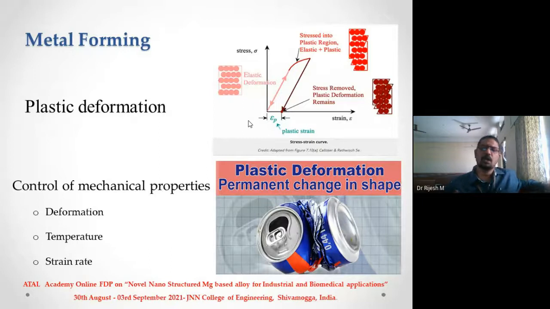So if the customer asks you to make a shape with certain strength, plastic deformation is the one that you have to look for. And how you achieve the strength that he has told you is something that we'll have to work on.